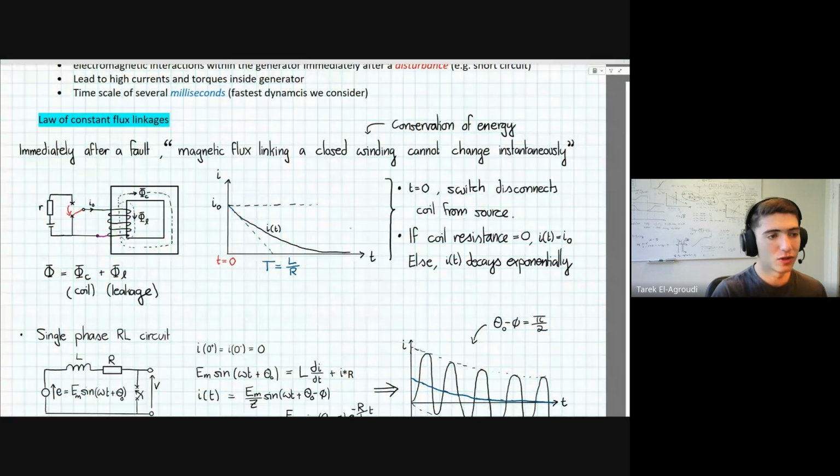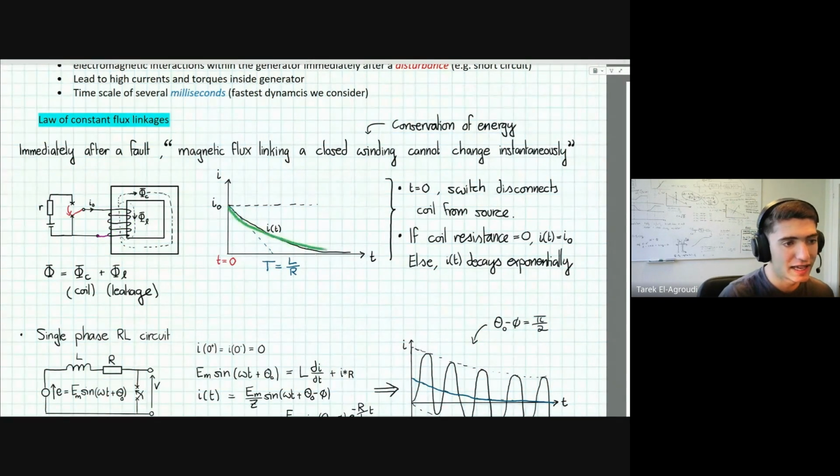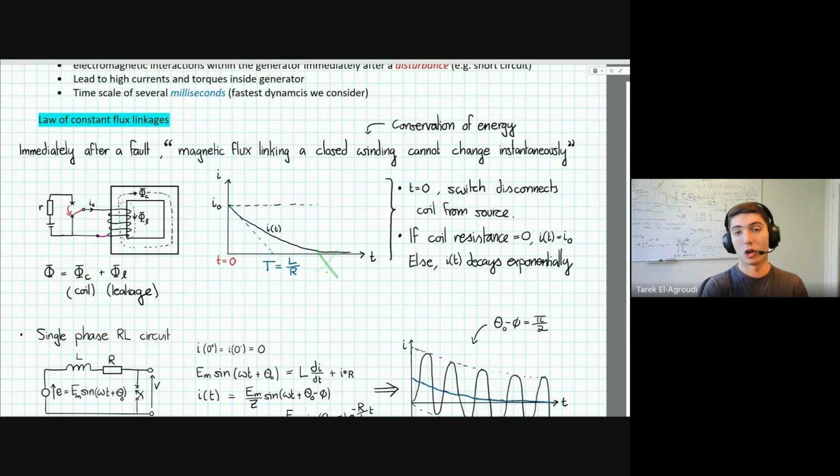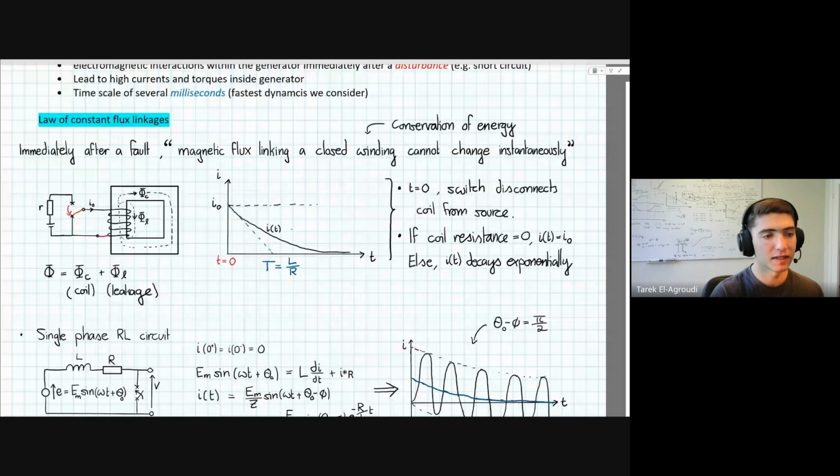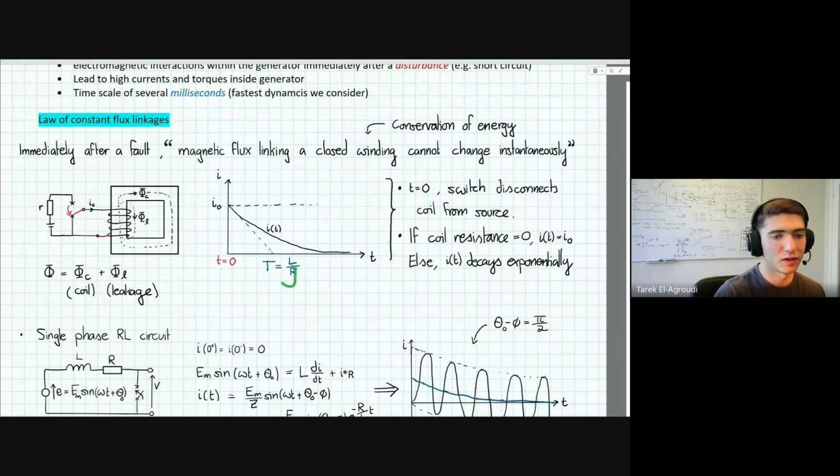However, of course, due to some resistance, this current eventually decays, and the time constant here is given by L over R. And L is proportional to your reactance. So if you have a small reactance, you have a fast time constant, and if you have a big reactance, you have a slow time constant, and opposite for the resistance of the wire.